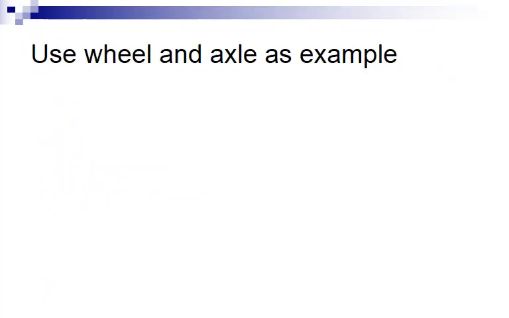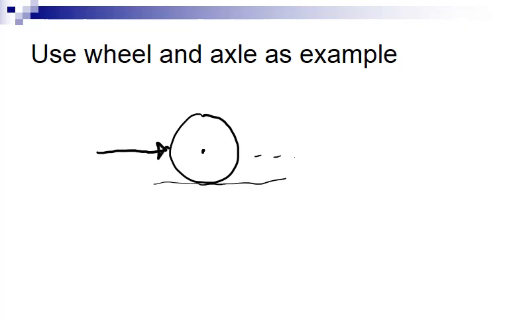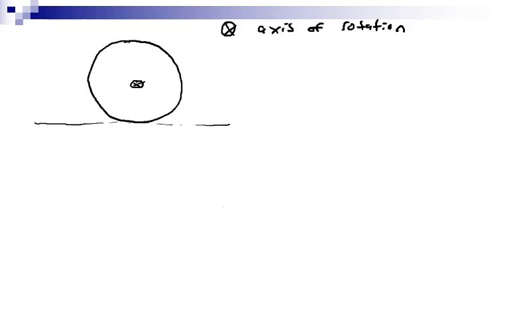Okay, so if I take a wheel and axle, and let's say the axis of rotation is right here, and I push on this, I can make it go translationally. I can make it move like that. But if I push at the top, I can actually cause this to rotate around, right? And so that's what we're going to look at now: how force can enact a rotation.